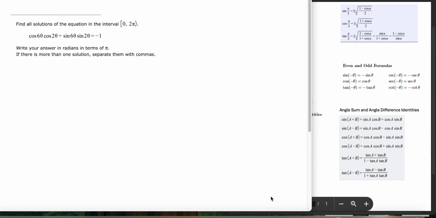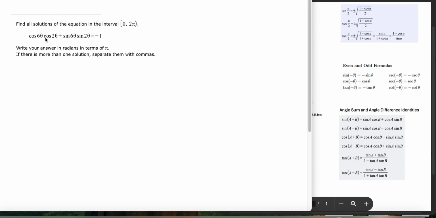So let's take a look at another trig equation. Find all solutions of the equation in the interval from 0 to 2 pi. And we've got this equation: cosine 6 theta, cosine 2 theta, plus sine 6 theta, sine 2 theta equals -1.